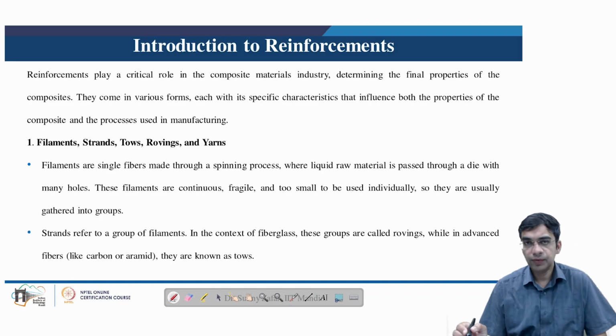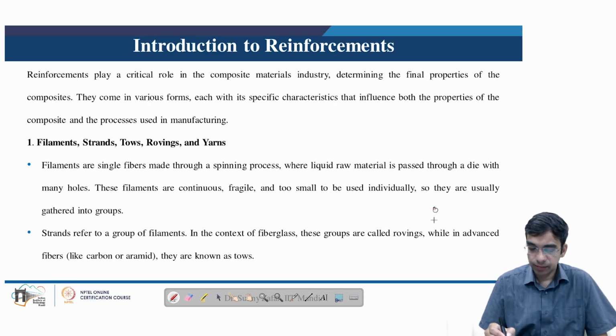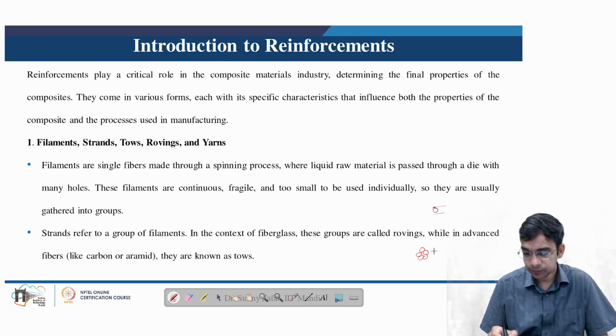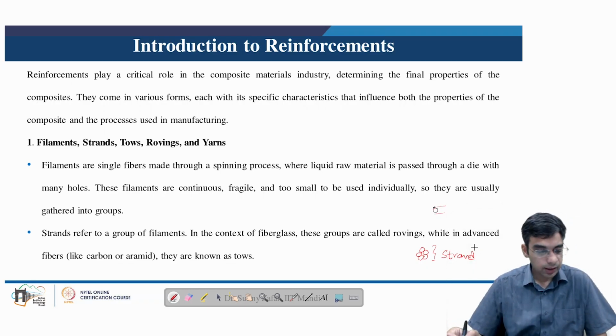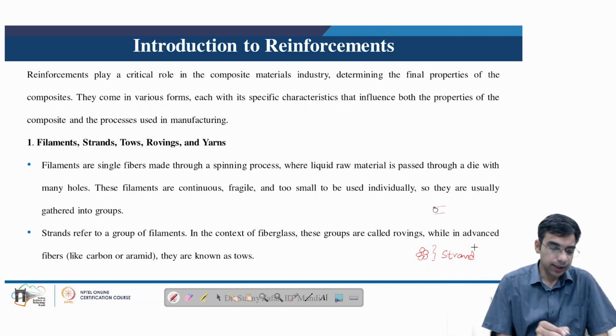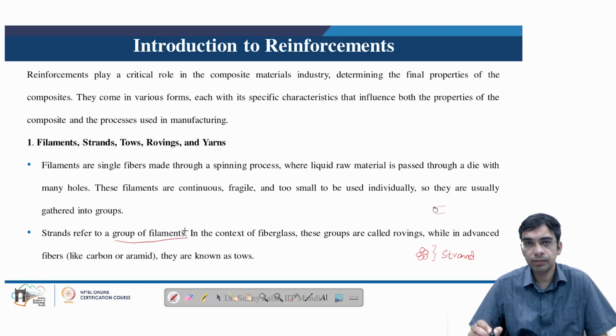So we can say that a filament is basically one fiber, when the melt has solidified, and a strand is basically a combination of several filaments together. So this becomes the strand. So we can say the strand refers to the group of filaments. Several filaments, when combined together, form the strand.